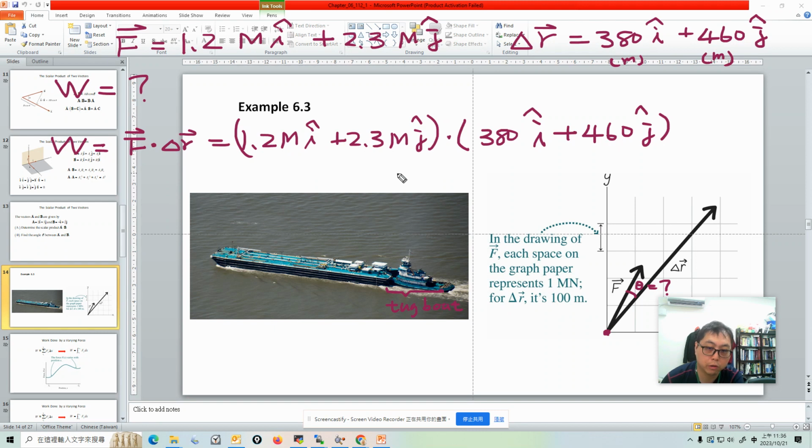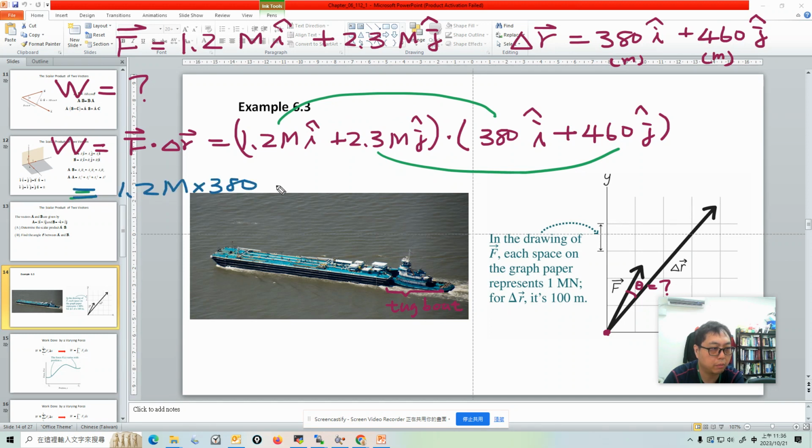These two are component expressions of the vector. When you use the component expression of a vector and do a dot product, what's the answer? You just multiply component by component. So the answer would be 1.2 mega times 380 plus 2.3 mega times 460. So what's the answer?